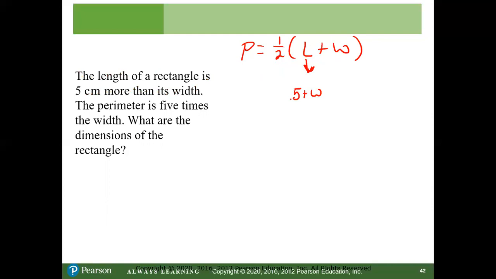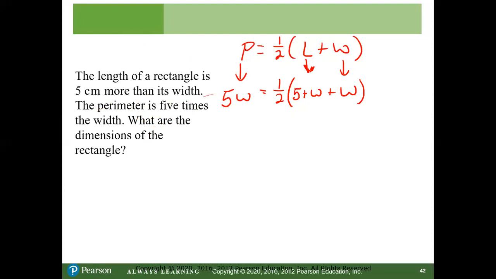So I'm taking this L out and I'm replacing it with 5 centimeters more than the width, because that's what the length is. They're telling me exactly what to do here, right? It says the perimeter is 5 times the width as well. It doesn't say what the width is, so I'm going to just bring this down. Based off of what they've given us here, we can figure out what these dimensions are.